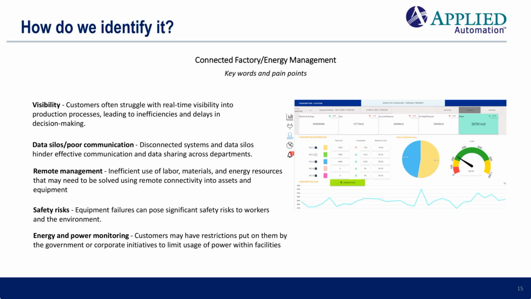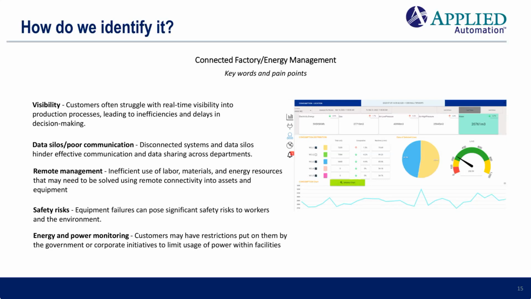Remote management, if a customer wants to be able to troubleshoot things remotely, and access and monitor things remotely as well, and they currently have too many manual things where this could be automated to be remote, this is the application for them. Safety risks, again, so equipment failures posing any safety risks. It's always a big category for this one as well.